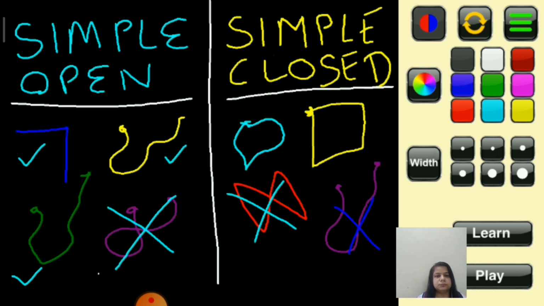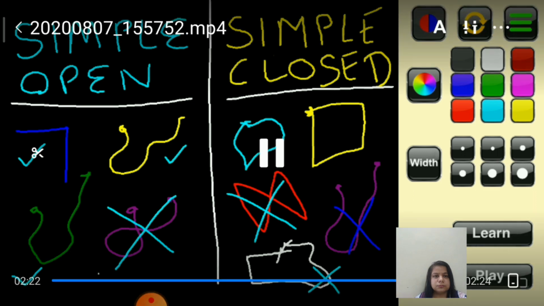If I draw a curve like this, what about this? It is again crossing itself. So again, this is also not a simple closed curve. So these were a few examples.